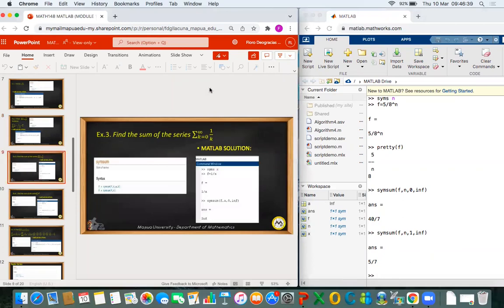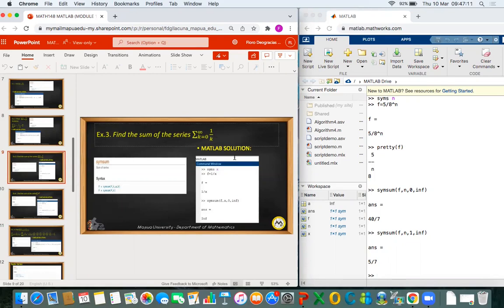Let's have the third example here, class. Find the sum of the series 1 over k from k equals 0 to infinity. Okay, manually, class, the answer here is what? No sum, because the series is a harmonic series, and a harmonic series always diverges. Right, class? So there's no sum.